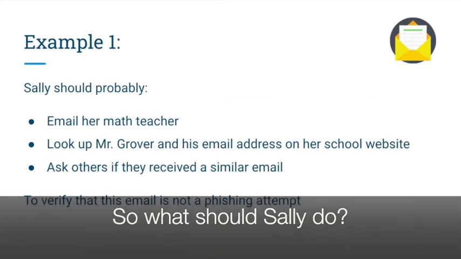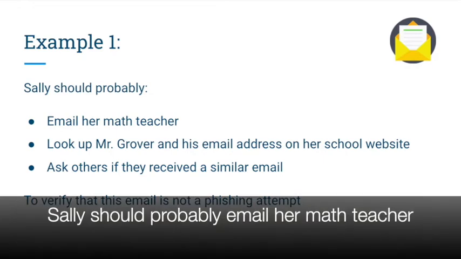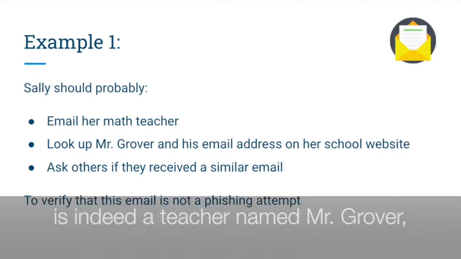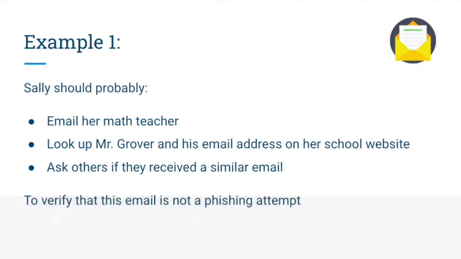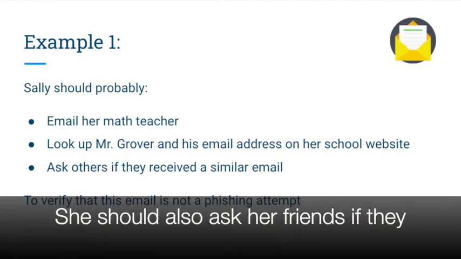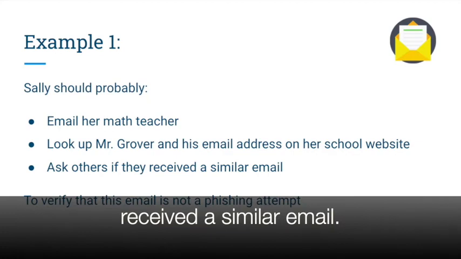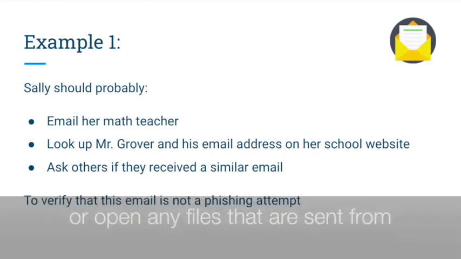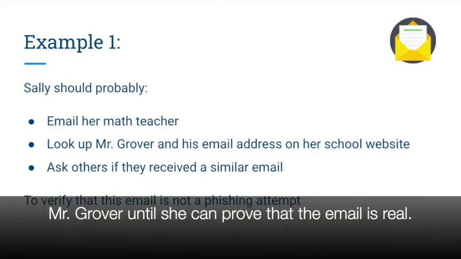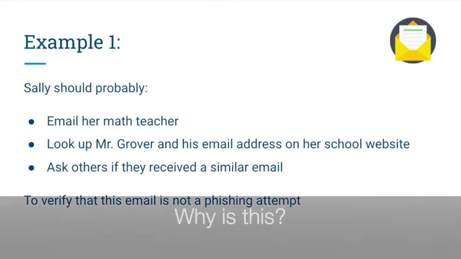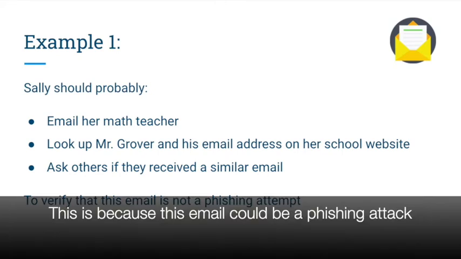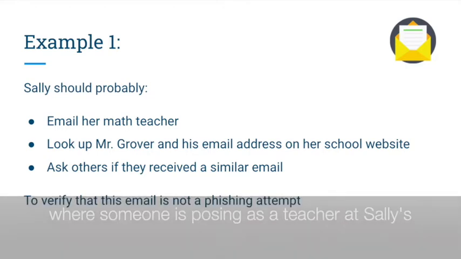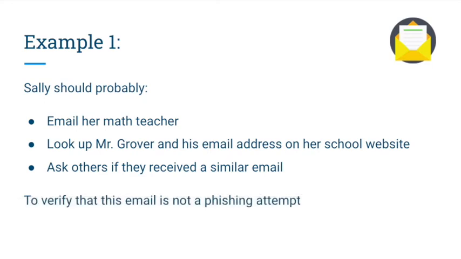So what should Sally do? Sally should probably email her math teacher or check her school website first to see if there is indeed a teacher named Mr. Grover and if his email address matches the one on the website. She should also ask her friends if they've received a similar email. However, Sally should not click on the link or open any files that are sent from Mr. Grover until she can prove that the email is real. Why is this? Well, this is because this email could be a phishing attack, where someone is posing as a teacher at Sally's school to attack her computer using malware.